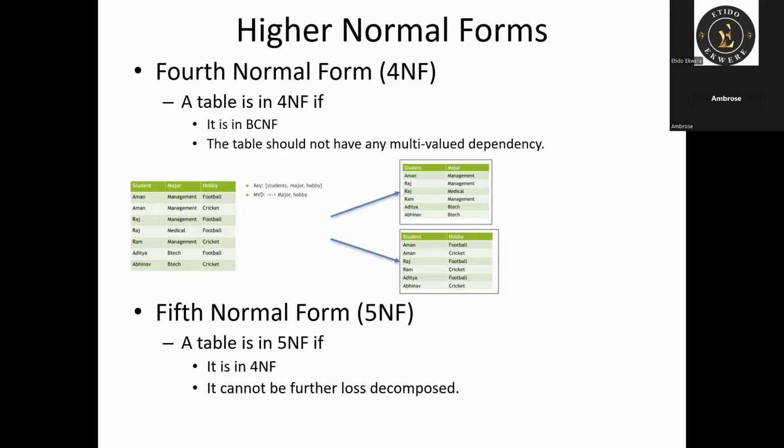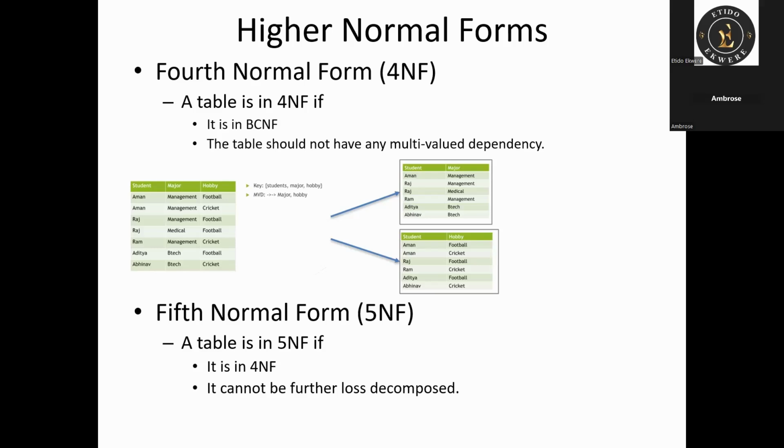Now, we also have the higher normal forms, which we refer to as the fourth normal form, the fifth normal form, and in some cases, the sixth normal form. And what is the requirement for them? To be in the fourth normal form, a table must be in Boyce-Codd normal form first, and the table should not have any multi-valued dependency. You shouldn't have any multi-valued dependency. And what does that mean?